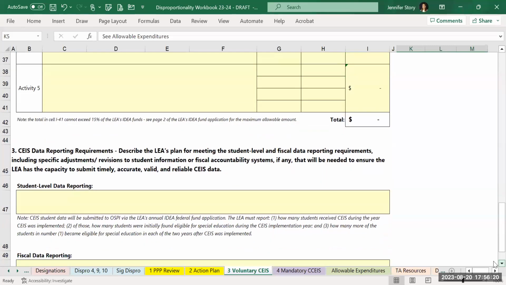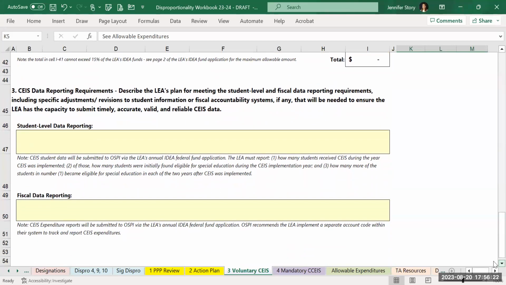There are some data and fiscal and student data reporting requirements. It's basically just telling us how many students received CEIS and then tracking those students for the next 2 years to see if they have an evaluation that finds them eligible for special education. And then every year that you implement CEIS, you just need to be able to track those expenditures and upload a transaction recap to show us how you spent the funds. So we recommend you have a separate account code within your system so that you can track that.